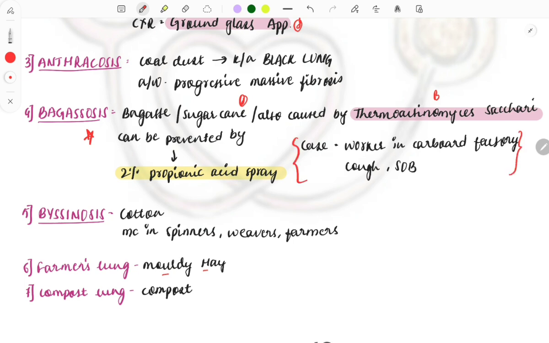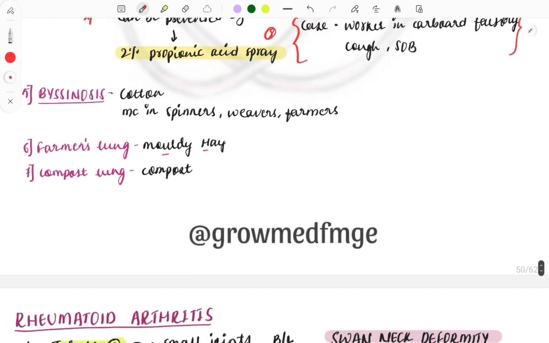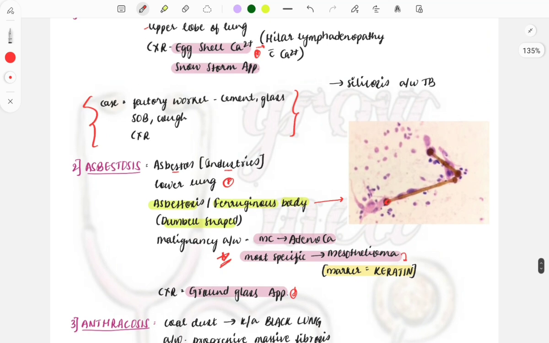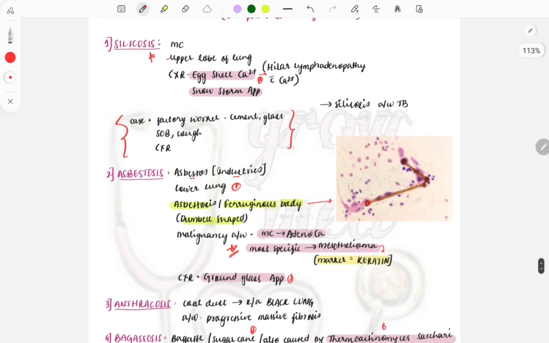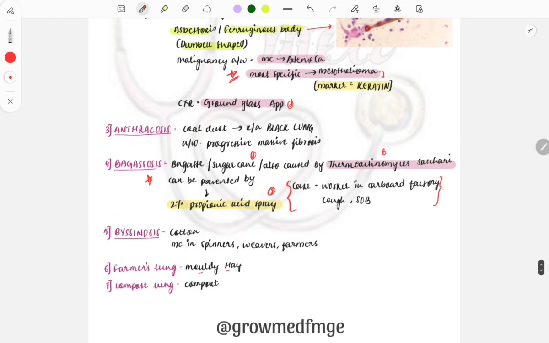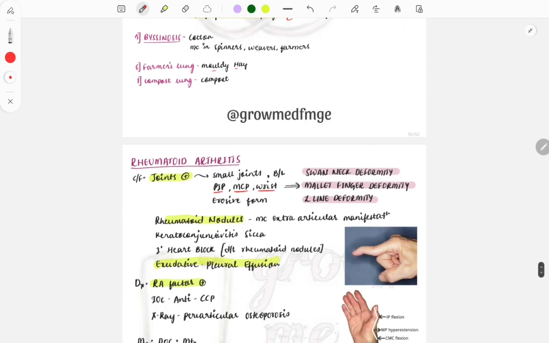So a question was asked like this one. This was a PYQ that a worker in the cardboard factory comes with cough and shortness of breath. What is the diagnosis? It is the bagasosis. And how do we prevent it? We can prevent it by the 2% propionic acid spray. Then byssinosis in the cotton, and these are the other things. Pneumoconiosis. The three most important are this one, two, three, and this one, four. Okay. So these four are important.